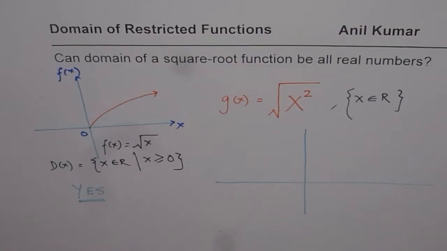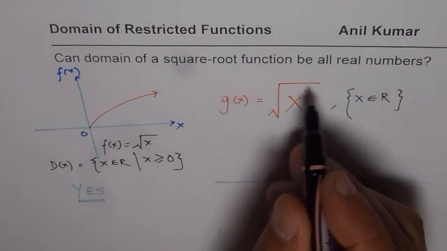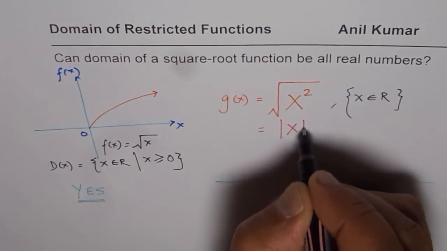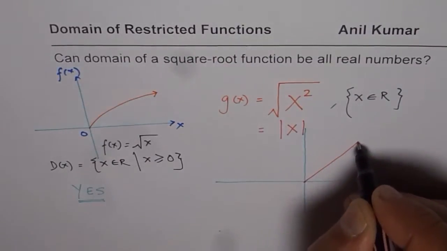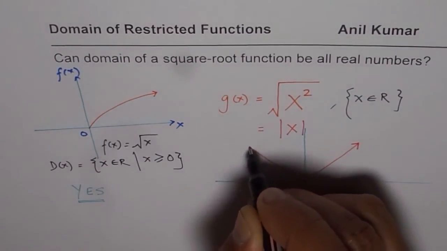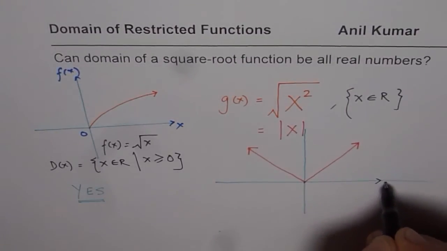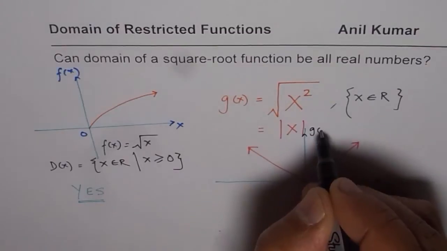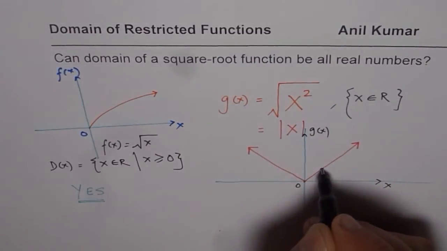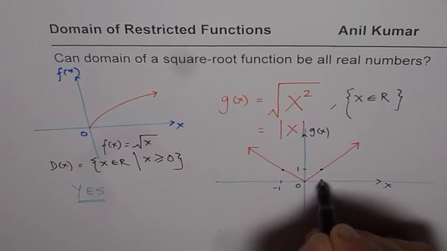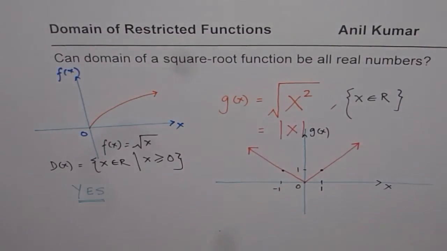How should it look? What is square root of x square? Very interesting. You can follow some of my videos on this. Square root of x square is actually equal to the absolute value of x, and therefore the graph will be kind of like this. You get an idea. Graph of absolute x. So this is x, this is g of x. So the graph will be kind of like this. Do you see that? This point will be -1, 1 and 1. So that is how this graph is going to be.